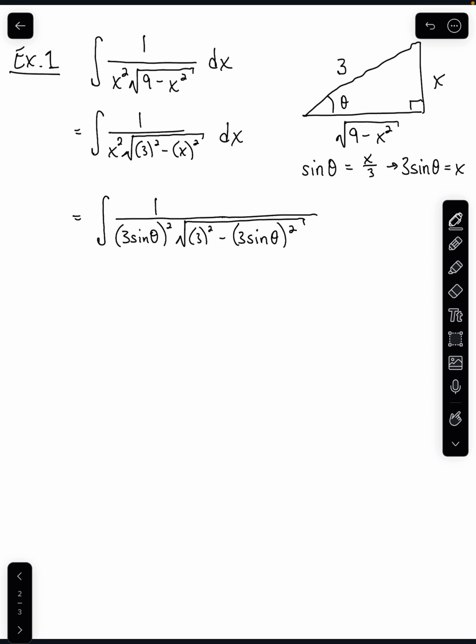Now, of course, with substitution, we would also need to replace the dx. We can do so by differentiating 3 sine theta equals x on both sides with respect to x. That would give us 3 cosine theta d theta is equal to dx. So we can swap out our dx for 3 cosine theta d theta. From here, we can clean everything up.